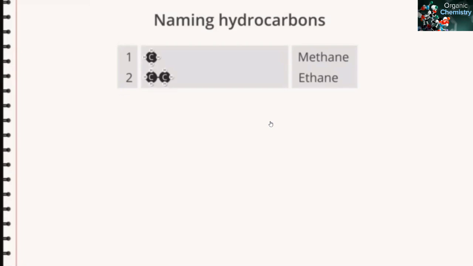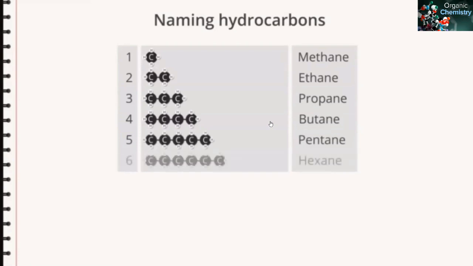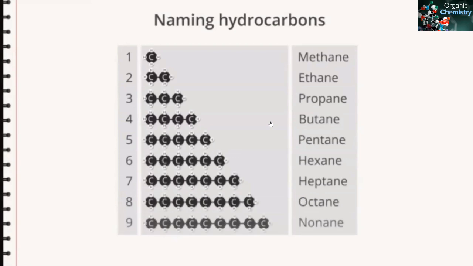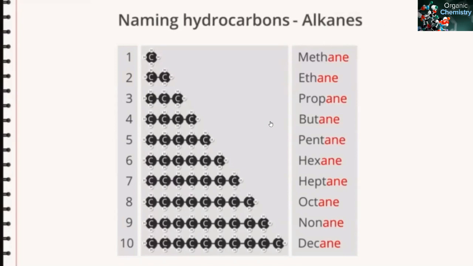The substances with 3 and 4 carbon atoms are called propane and butane. From 5 and upwards, we use the Greek words for the numbers. You might recognize some of them from other words. Pentane, penta meaning 5, hexane, heptane, octane, nonane, decane. You've noticed that the names of all these compounds end with -ane. A collective name for all these hydrocarbons is alkanes.